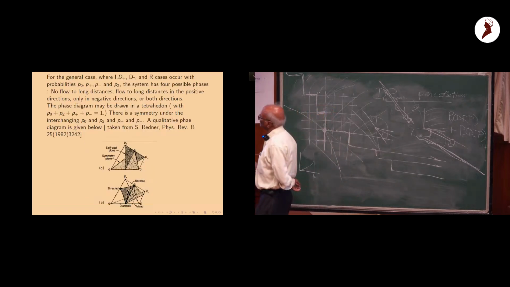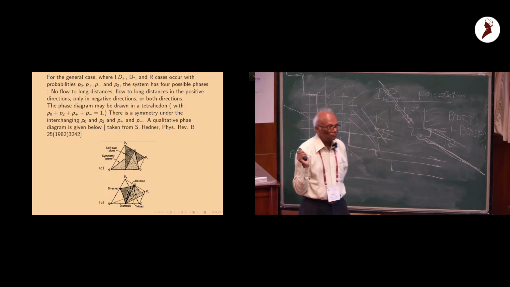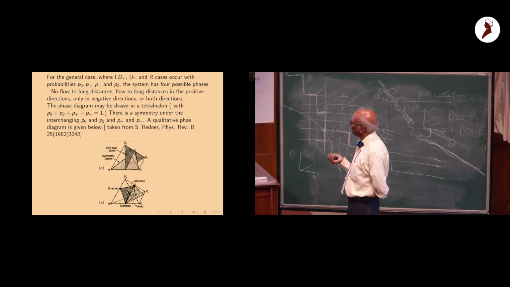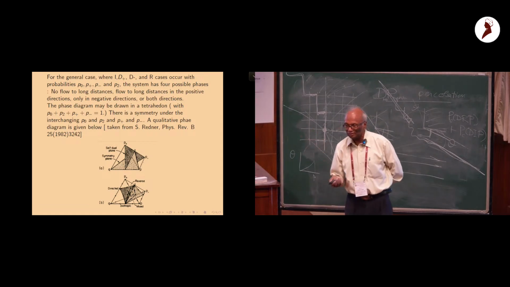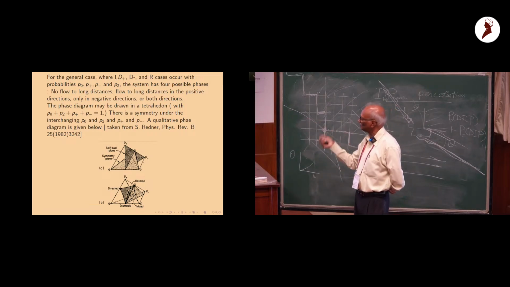For the general case where you have insulators, positive diodes, negative diodes and resistors, the system has 4 possible phases: no flow to long distances, flow in positive direction, flow in negative direction, or flow in both directions. And the phase diagram can be drawn in a tetrahedron. P, Q, P plus, P minus, and this is notation taken from an article by Redner, and so I follow. This notation is different from the one I used here.